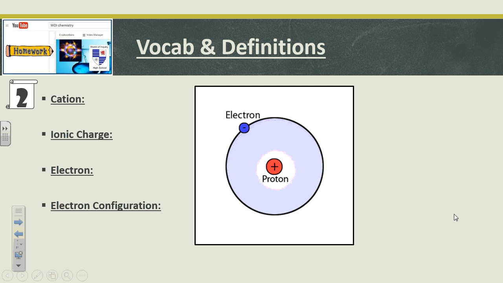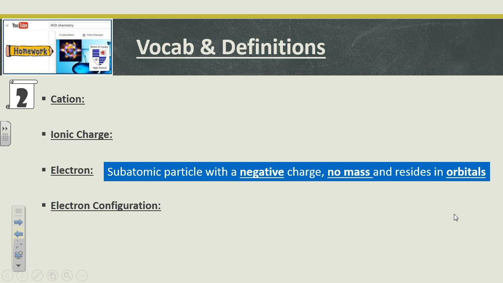An electron is on the outside there, a negative charge subatomic particle. A subatomic particle with a negative charge, he's got no mass, and he resides in the orbitals, which are outside the nucleus, is what that picture was meant to show us.